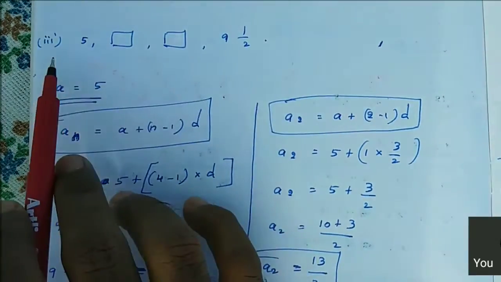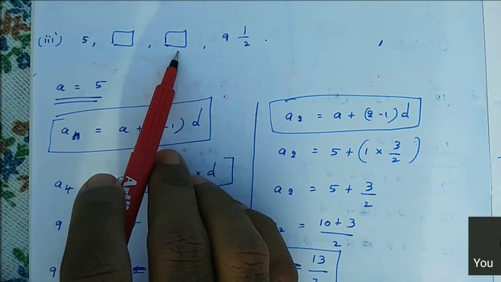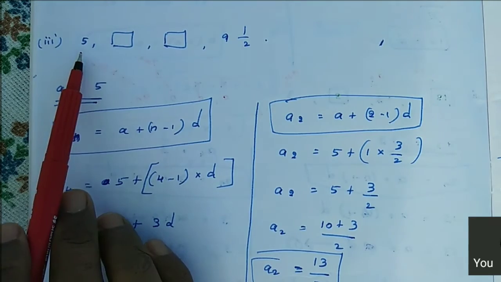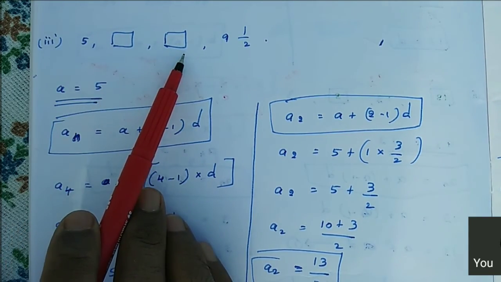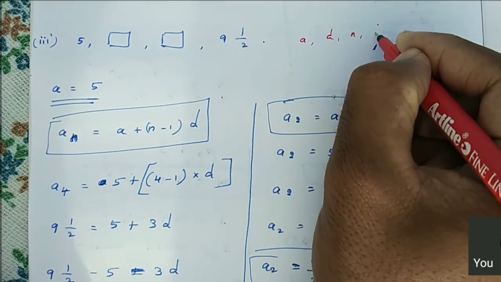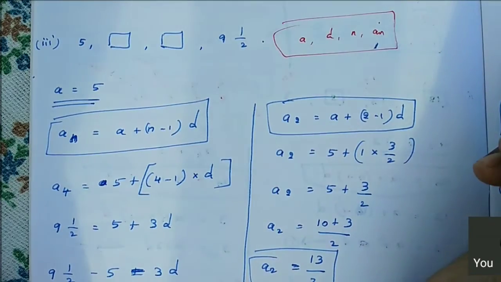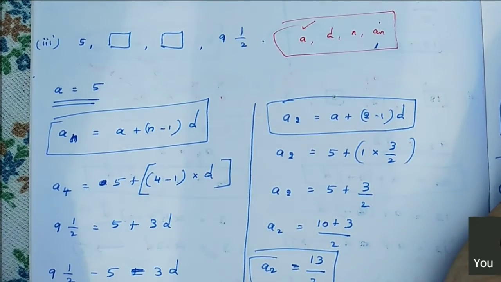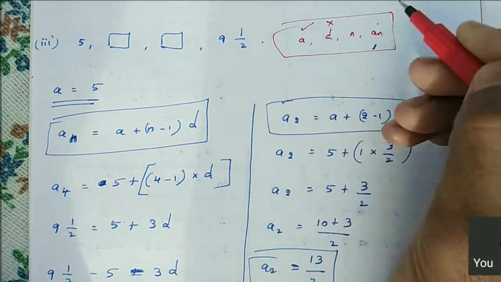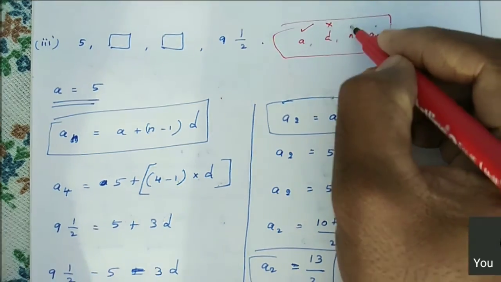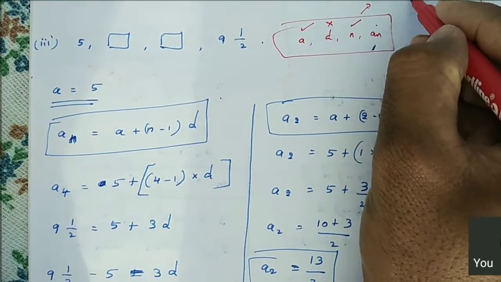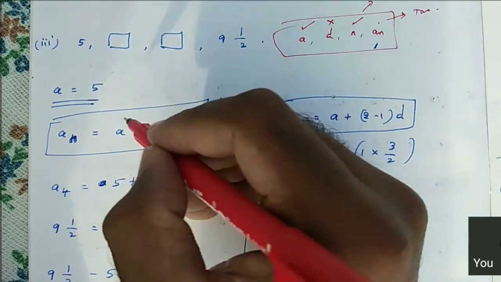Now, the third one. So 5, box, 9 and 1 by 2. They have given us a mixed fraction number, right? So 5, the second box we need to find, the third box also we need to find. So you can make a table: a, d, n, a_n. In this, what are the things they have given? a is available, n is 4, so a1 is here and a4 is here. a_n also, the first term and last term.